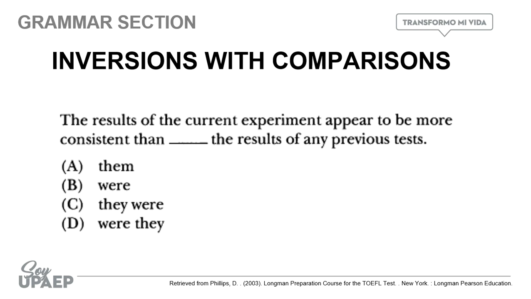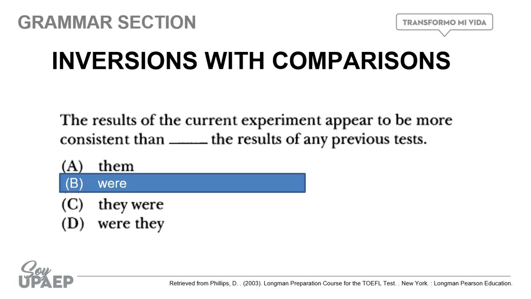The results of the current experiment appear to be more consistent than blank, the results of any previous tests. So what is the answer? A, them; B, where; C, they were; or D, were they? Okay, so let's repeat. The results of the current experiment appear to be more consistent than blank, the results of any previous tests. What do you think the correct answer is?